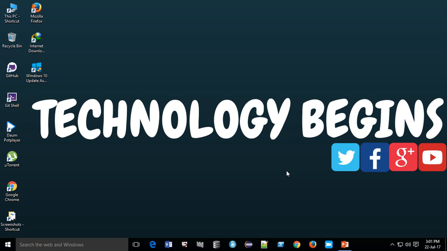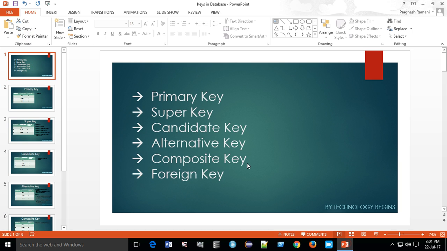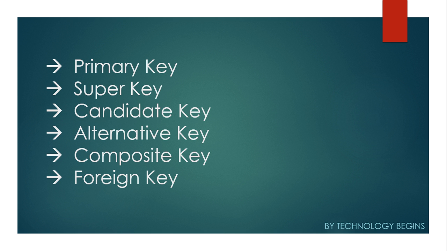Today I am going to show you what types of keys there are in a database. So here are the keys that we will discuss in this video. First one is primary key, second one is super key, third one is candidate key, fourth one is alternative key, fifth one is composite key, and sixth one is foreign key.